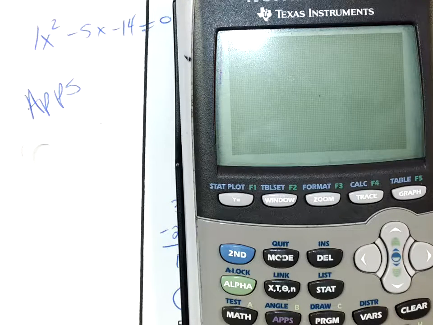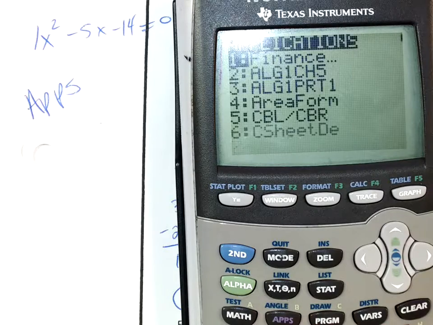But it only works for solving. It will not factor it. It'll just give you the answers. But that's okay because you can always take the answers and put them back into factor form if you really want to. How does it work? Okay, so go to apps. The apps button is right there. You guys see the apps? Now we're looking for poly.